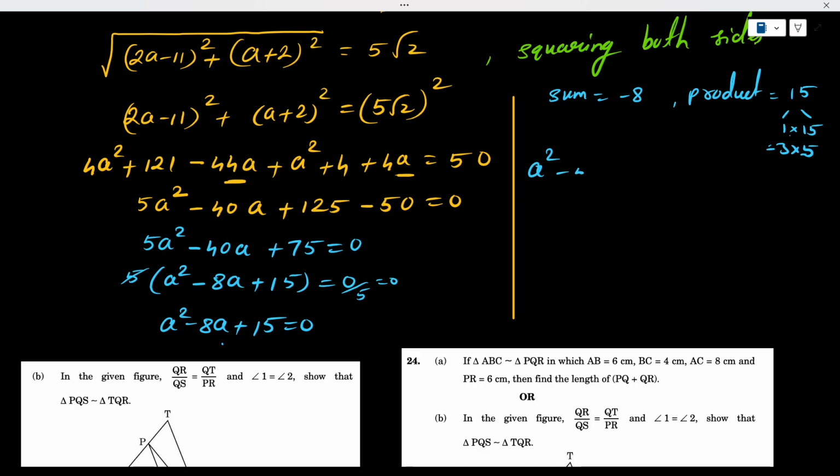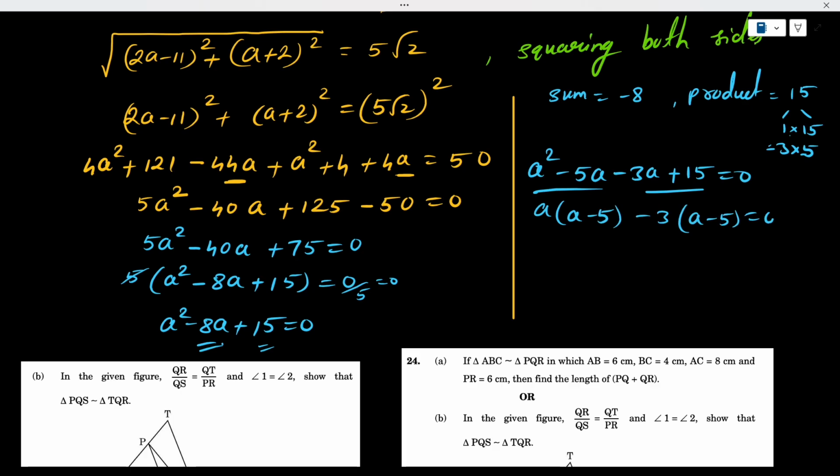So a square minus 5a minus 3a plus 15. You can cross check also. You must get minus 8a and 15 when you do this. So do the grouping after this. So a is common, a minus 5 minus 3 is common, a minus 5 is common.